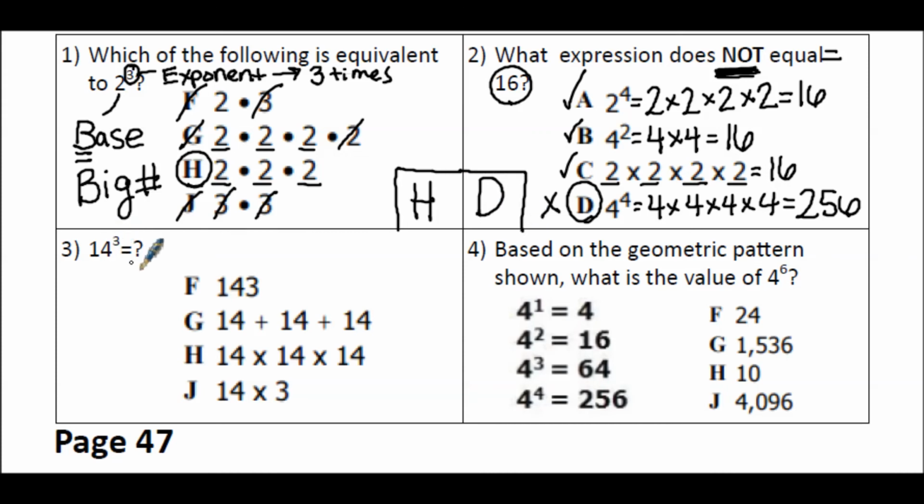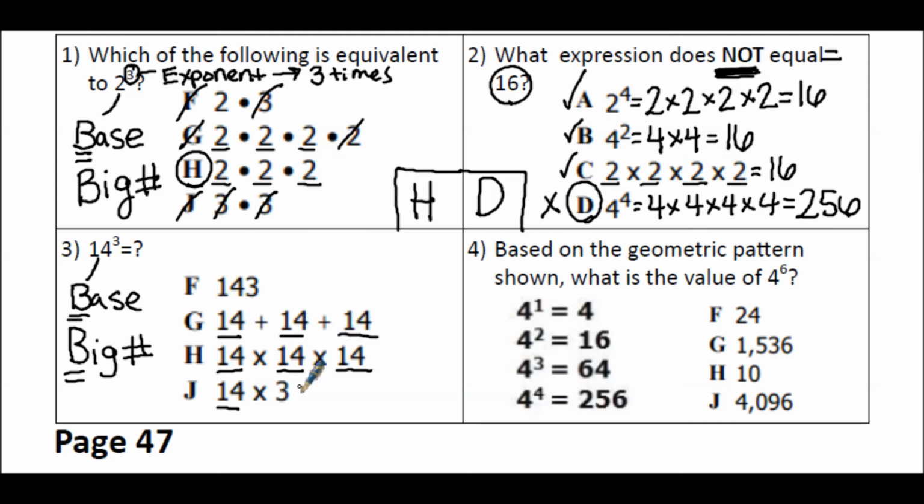For number 3, we're looking for 14 to the third power. So we have 14 is our base, and this is going to be the big number that we are going to repeat. And you can remember that because they both start with B. So this is the big number, and we've got 14.